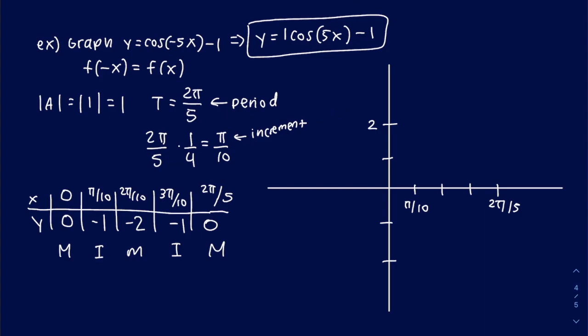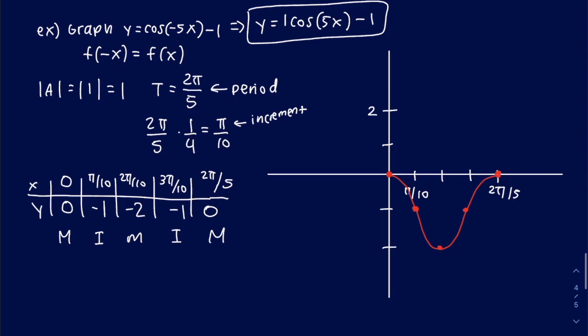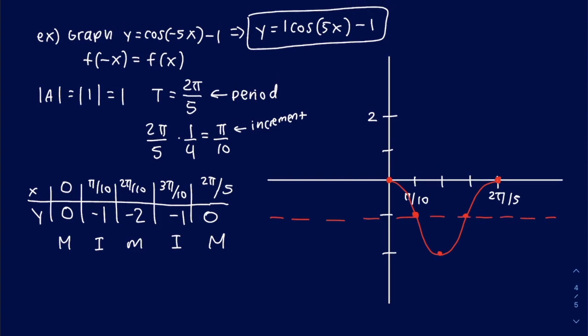Okay, so let's plot the points here. So first we have 0, 0. Next we have pi over 10, -1. Next we have 2 pi over 10, -2. We have 3 pi over 10, -1, and then 2 pi over 5, 0. So here is our classic cosine function, except we have shifted it down 1 unit. And notice that what would usually be y equals 0, we now have y equals -1. So that is one period of our cosine function.